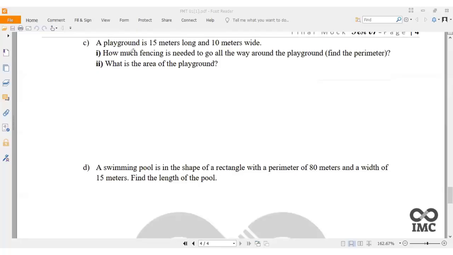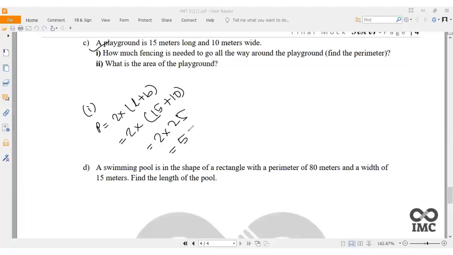Number C. A playground is 15 meter long and 10 meter wide. How much fencing is needed to go all the way around the playground? That means perimeter. So what is the formula for perimeter? 2 multiplied by L plus B. So 2 multiplied by, here length is 15 and breadth is 10. So 15 plus 10. So 2 multiplied by 25, that will be 50 meter. And what is the area? Area will be length multiplied by breadth. Length is 15, breadth is 10. 15 multiplied by 10 will be 150 meters square.